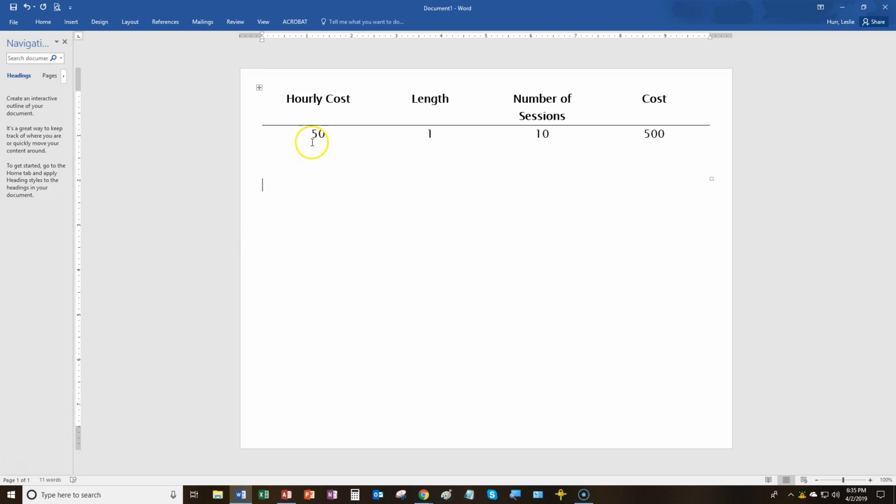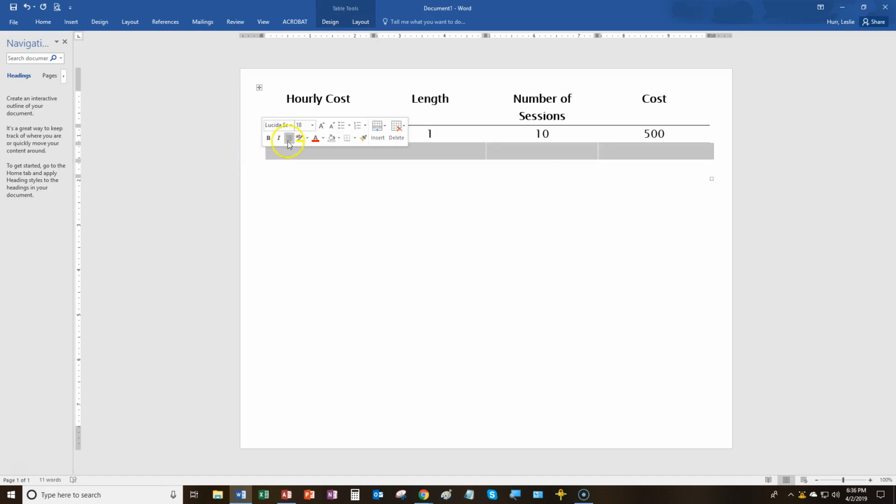Okay, this might be better. Ugh, coughing fit on tape, narrowly averted. All right, here we are. We have hourly cost, and the length is 1, the number of sessions, and the total cost. But what we're looking for is hourly cost. We have the length, number of sessions, and the cost, right? All right. One moment while I fix this.